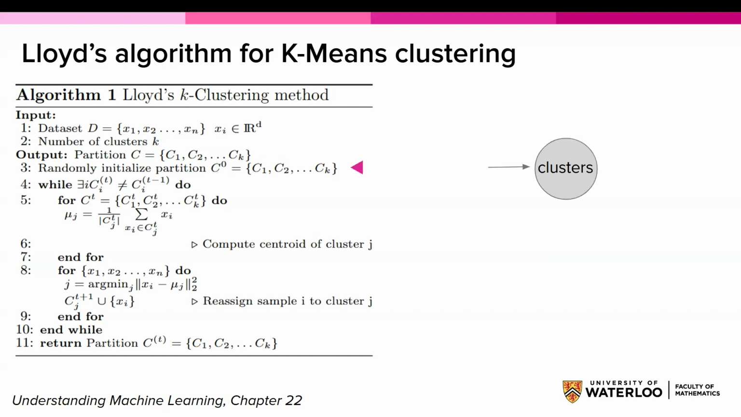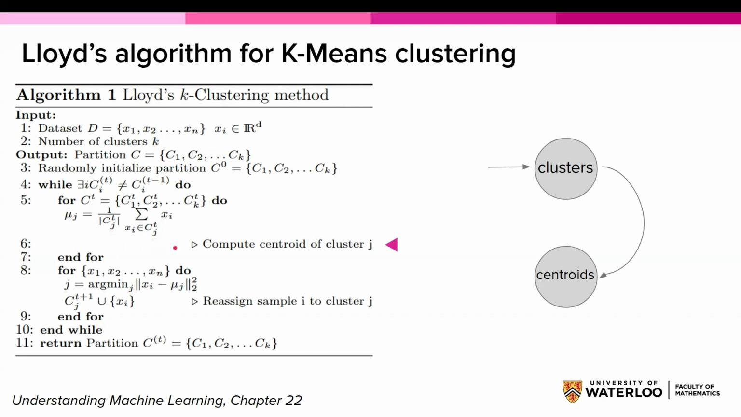But then the core of the algorithm is an iterative loop that repeats until the clusters stop changing. So on each iteration, the algorithm updates the clusters in two steps. First, for each cluster Cj, we compute the centroid mu j. And so this is just the mean position of all points in the cluster. This formula is what we saw before, the average of all points in the cluster. So this step moves the cluster centroids based on the current members of each cluster.